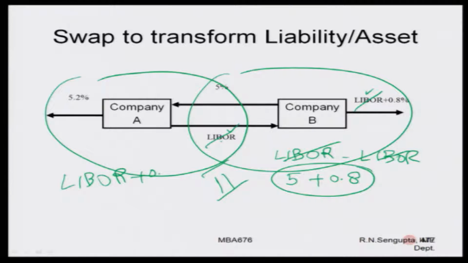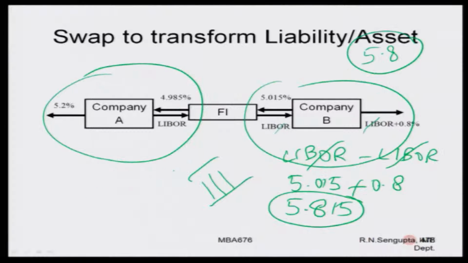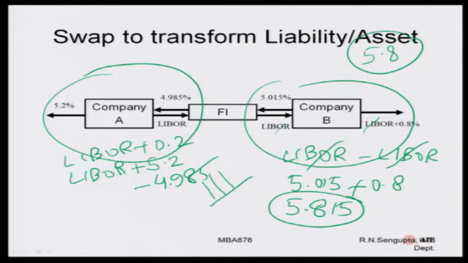plus 0.2. Here it is LIBOR plus 0.2 for the last example; here it will be LIBOR plus 5.2 minus 4.985. If you find this out, you will find the value is a little bit more than 0.2. So, the overall interest rate being paid by A definitely still remains a floating rate, but the floating rate has increased.